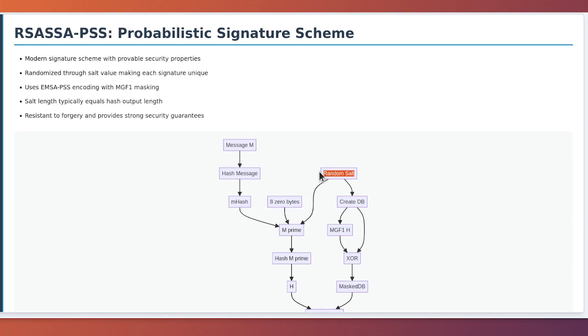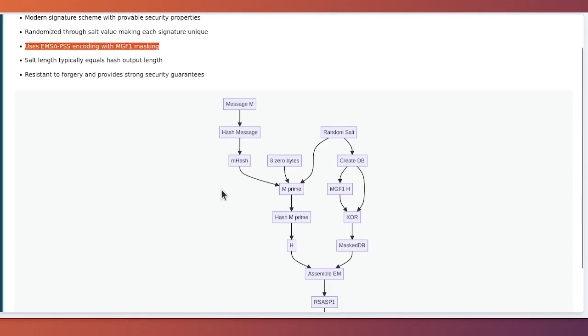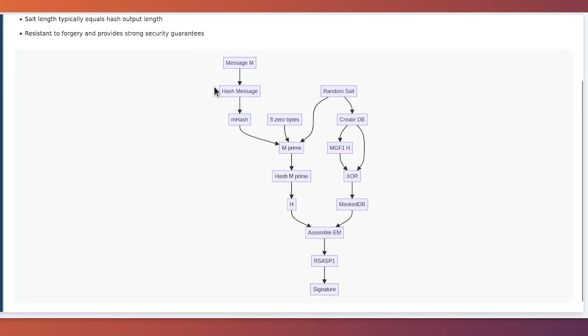PSS uses a sophisticated encoding mechanism called EMSA-PSS, which stands for Encoding Method for Signature with Appendix, PSS variant. The encoding process starts by hashing your message M using your chosen hash function to get a message hash, M hash, of length hLen bytes. Then, you generate a random salt of length sLen bytes, typically equal to hLen. The encoding continues by building a structure. This structure consists of 8 0x00 bytes, followed by M hash, and then by the salt. You then hash this entire structure to get H.